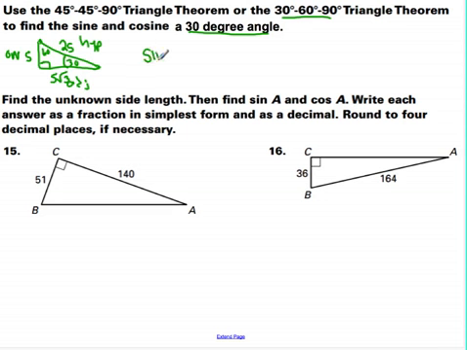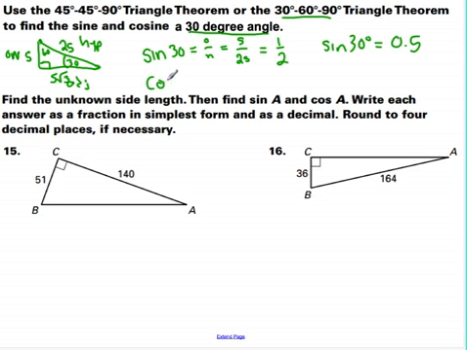So sine of 30 degrees, remember sine is always the opposite over the hypotenuse, so that would be s over 2s, which just equals 1/2. And if you type in your calculator the sine of 30 degrees, you will get 1/2, or you'll probably get 0.5 in your calculator.